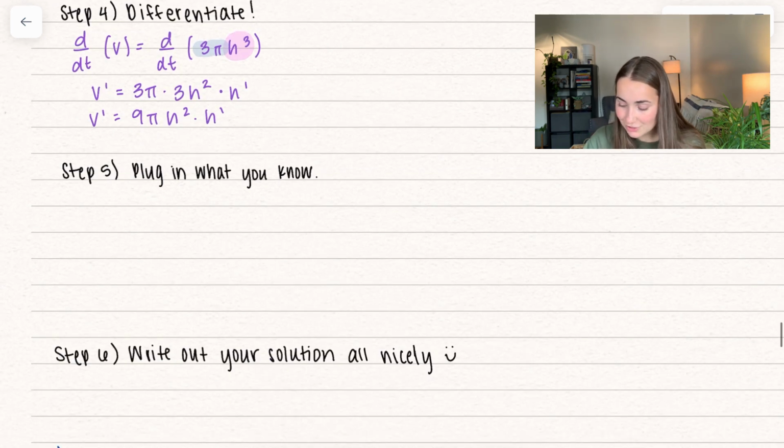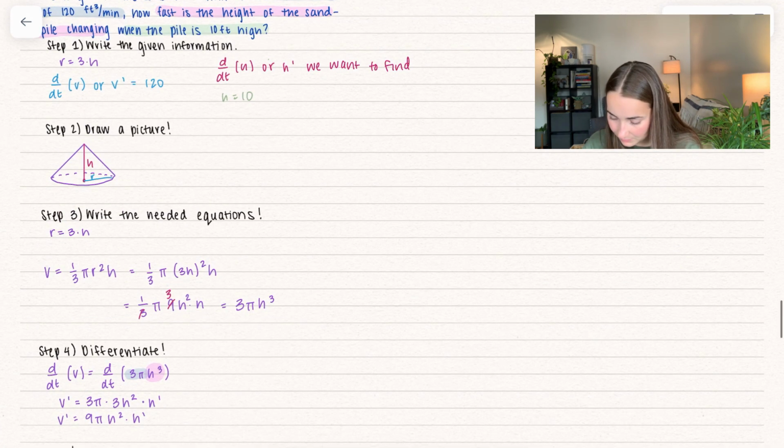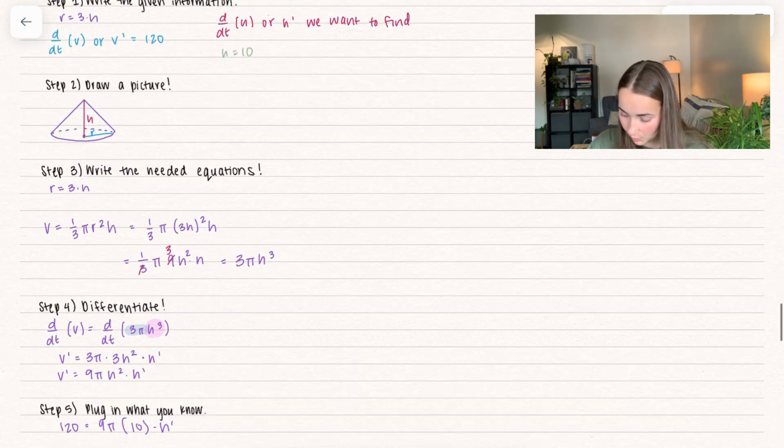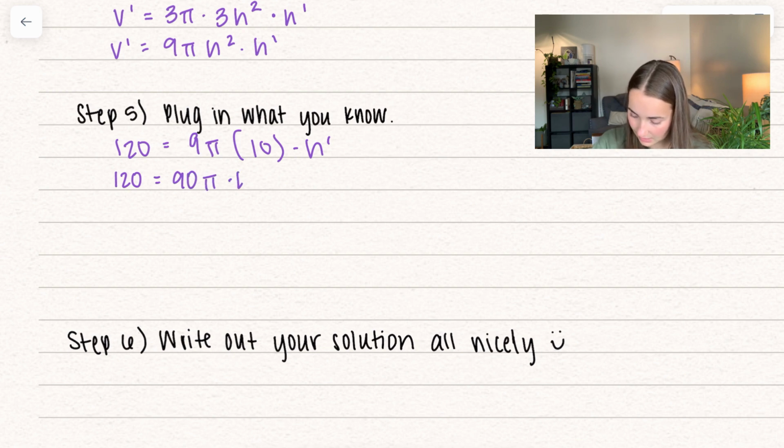So now what we're going to do is fill in what we know. And if we remember, I'll zoom out right here. V prime was equal to 120. So I get 120 equals 9 pi. h squared was equal to 10. And then that h prime is what we want to solve for. I wrote that out terribly, but you get the idea. Let's go ahead and multiply this out. So I get 9 times 10 is 90 pi times h prime. I'll just divide both sides by 90 pi.